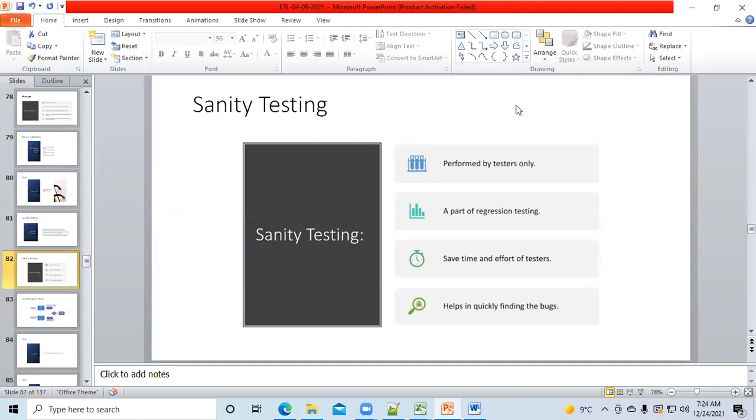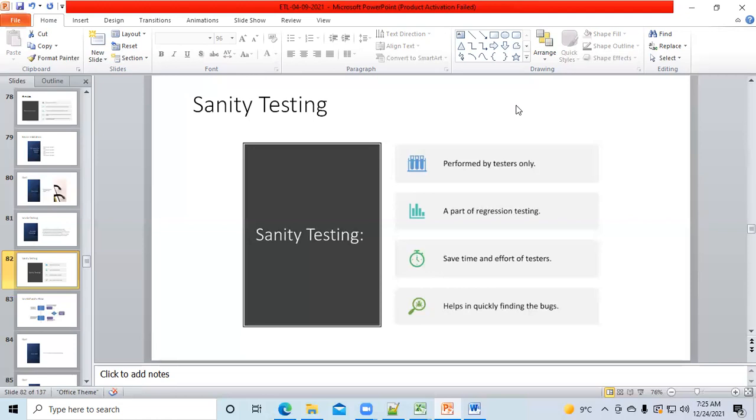Suppose you have functionality A, B, C, D. You have tested A, it is fine. B is also fine. Functionality C is also fine. But when you tested functionality D, you observed a defect. You assigned that to developers, the developer has fixed it and reassigned it to you, telling you that we have fixed this defect, please test it. So first of all, you will test the D functionality again, right?